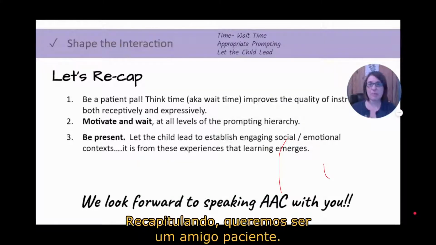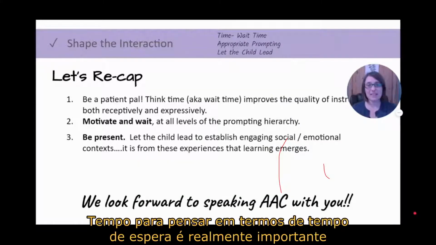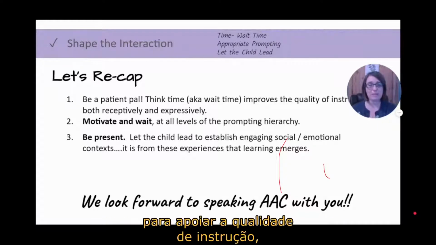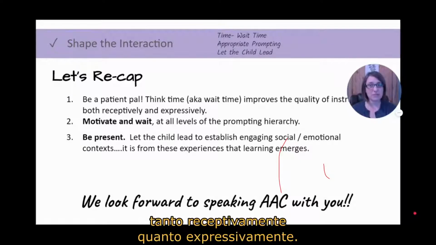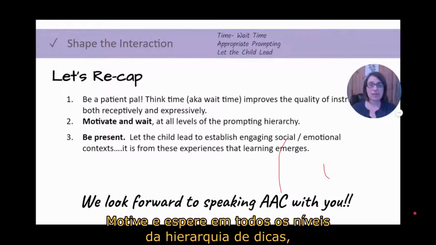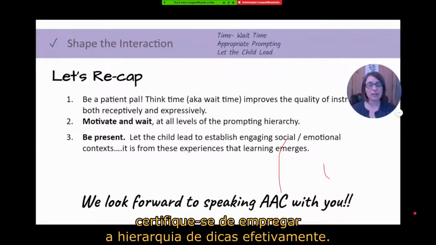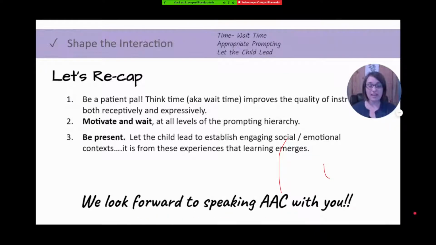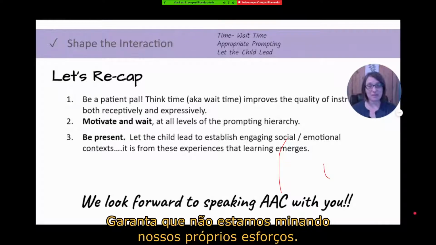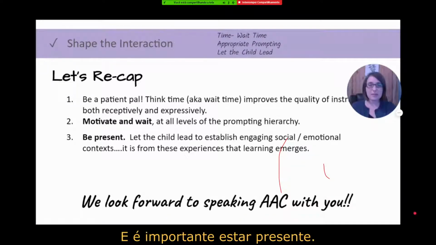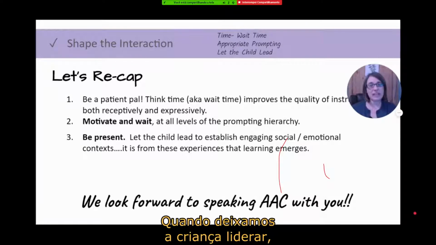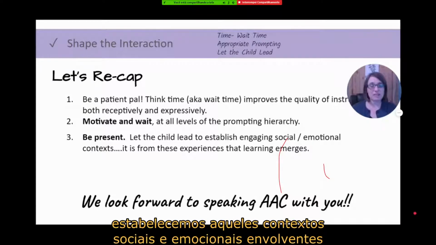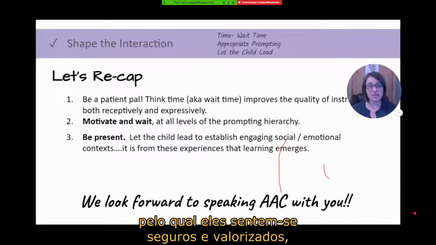So just a recap, we want to be a patient pal. Think time, in terms of wait time, is really important for upholding the quality of instruction, both receptively and expressively. Motivate and wait at all levels of the prompting hierarchy. Making sure that we're employing a prompting hierarchy effectively ensures that we're not undermining our own efforts. And it's important to be present. When we let the child lead, we establish those engaging social emotional contexts around which they feel safe and valued.